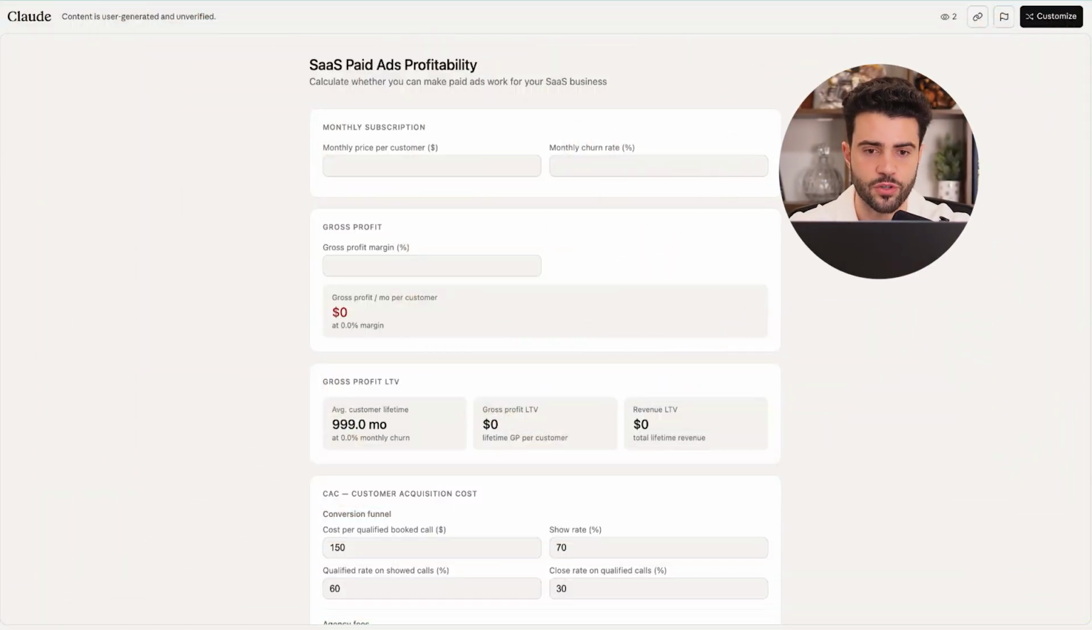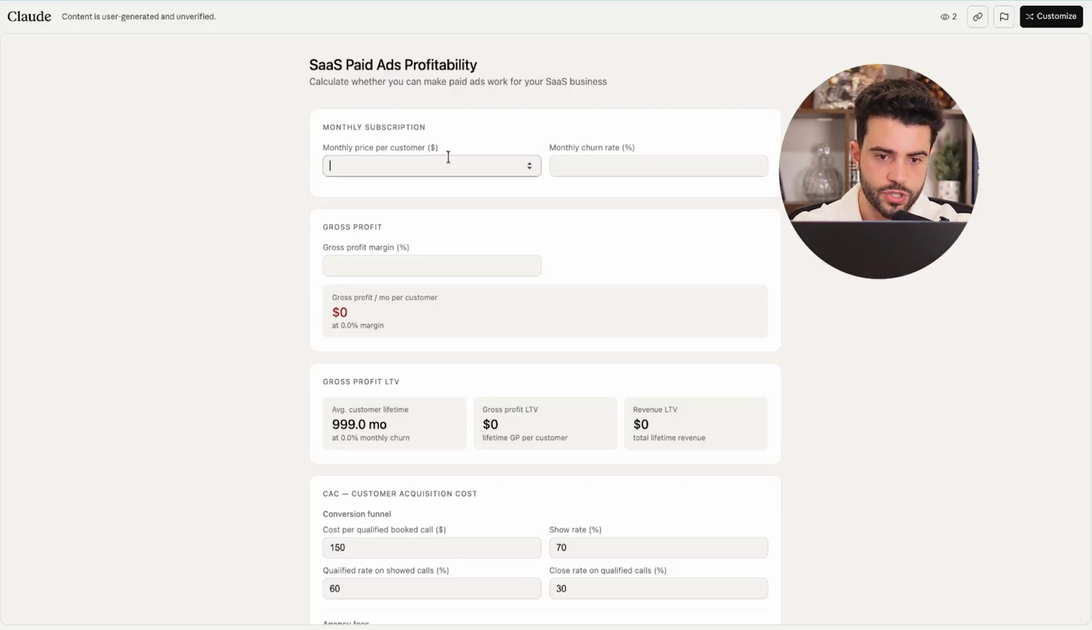Okay, so the first thing that we do before we run paid ads is we look at this calculator that we've generated here. I'll be linking this calculator in the description that you guys can also use for yourself to determine whether or not you can actually be profitable. But I'm going to walk you through each of these individual metrics to determine how we make a decision whether or not this company is ready to run paid ads.